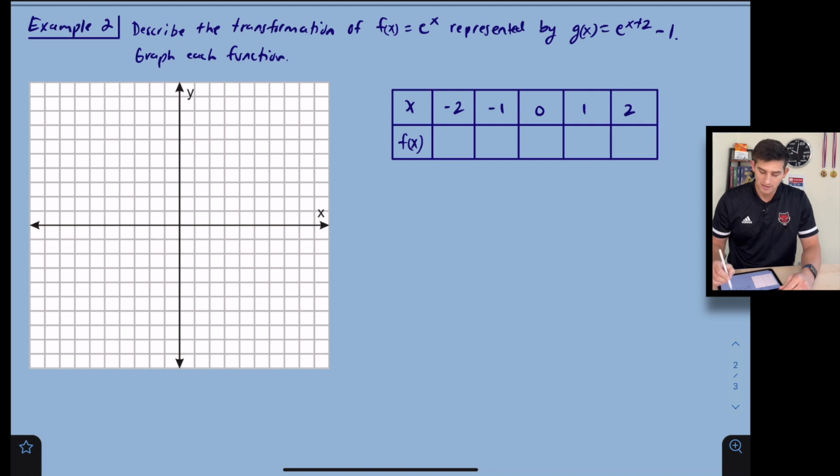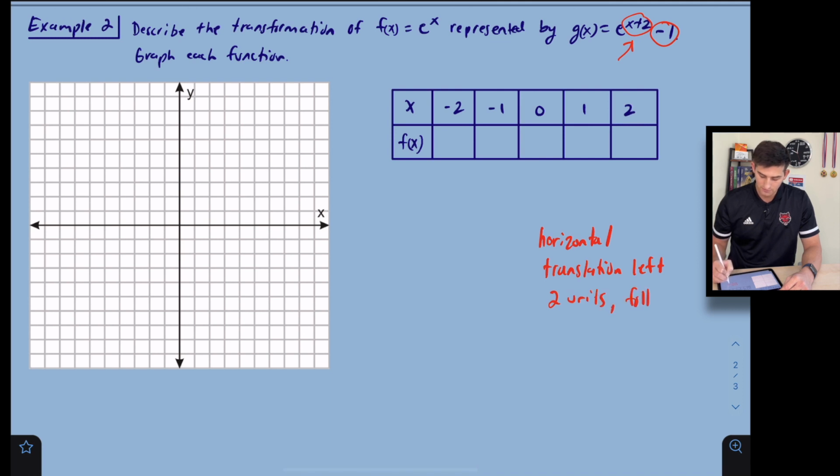So now we see we have 2 transformations happening. So this plus 2 up here, I see that's going to be a horizontal translation. And remember, horizontal is opposite of what it looks like, so we're going to go left 2 units. Okay, now we're going to say, we could say followed by a vertical translation.